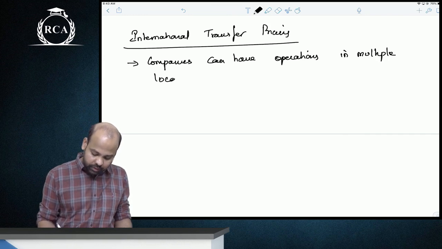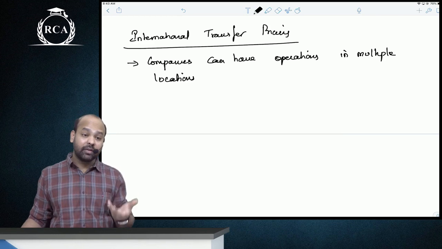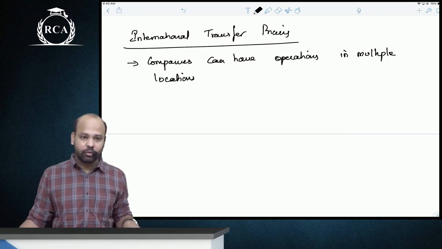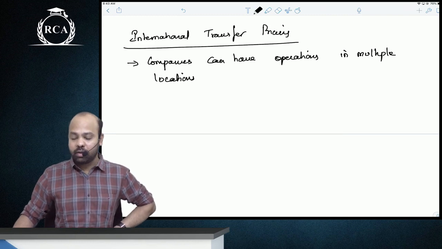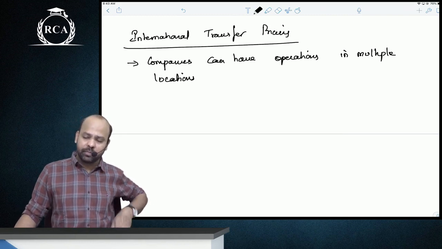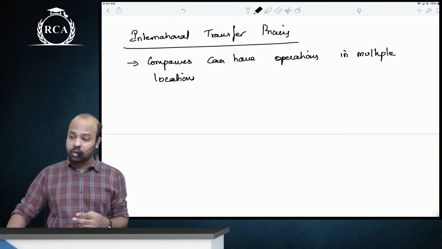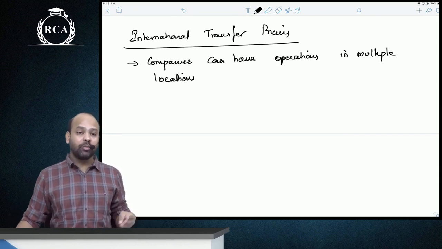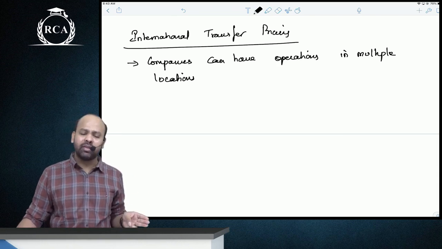Companies can have operations in multiple locations. For example, if you talk about Motherson Sumi Systems, I discuss this company a lot in SFM also. This company has a policy: CCC 15 was earlier, now it has come to CCC 10. No country, no customer, and no particular component should contribute more than 10% of their revenues or more than 10% of their profits. They have so many subsidiaries across the globe.